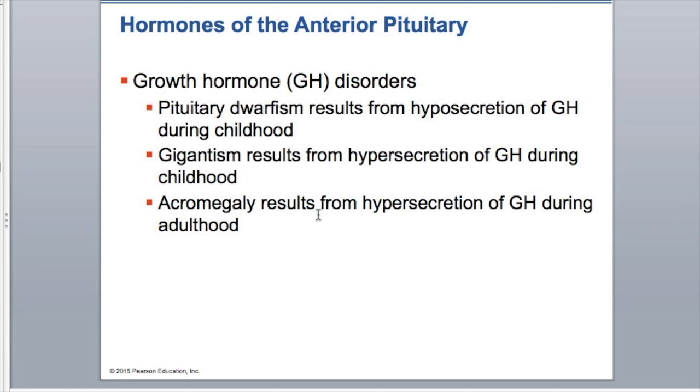Gigantism is the opposite of pituitary dwarfism, which means you have too much growth hormone being secreted. As opposed to gigantism and pituitary dwarfism being effects of childhood growth hormone variations, you've got acromegaly, which actually results from too much growth hormone during adulthood.